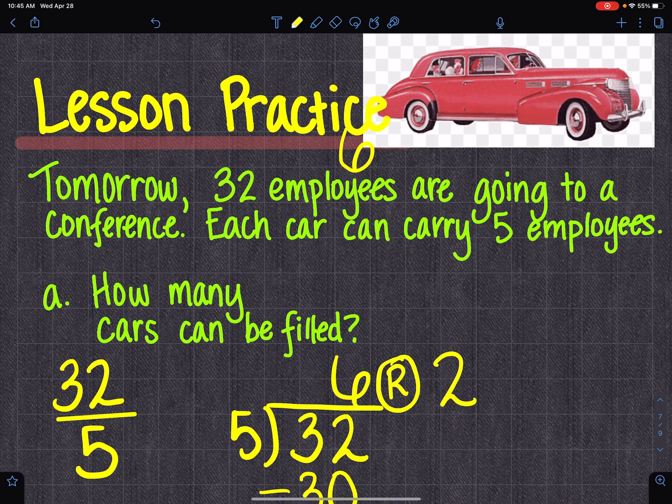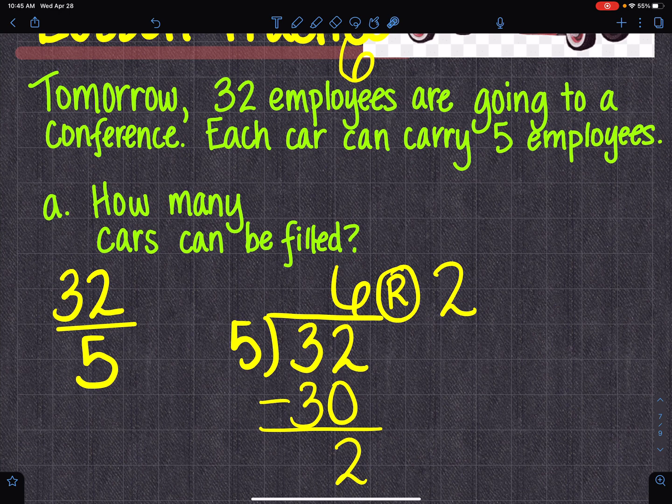So what does that mean? They asked us how many cars can be filled. 6 cars can be filled, but there's 2 extra people that are not going to get a ride. But the answer to A is still 6 cars because 6 cars can be filled because there are 6 groups of 5. And then in B, it says how many cars will be needed.